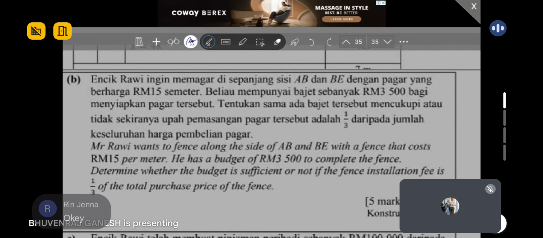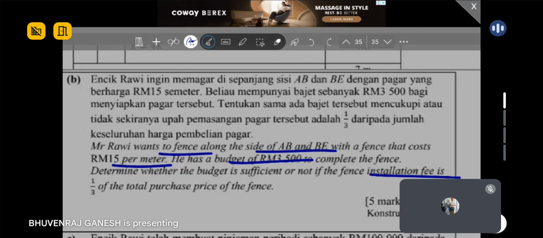Alright? Okay, so now they want to place fence, guys. So fence, bila nampak pagar, bincang pasal apa, guys? May I know? Fence. So fence is about what? Very good. Perimeter, guys. Okay? So mereka cakap kat sini. Okay. So 1 meter RM15. So this is the rate, guys. Kadar dia. Okay, so now kamu kena tentukan sama ada yang tu cukup ke tak. Okay, so let me see. Okay, so installation 1/3 daripada jumlah.